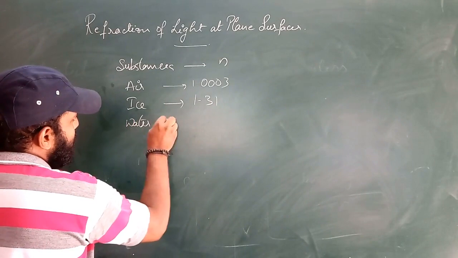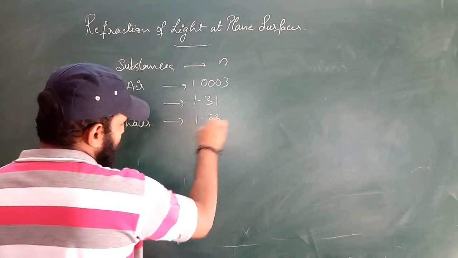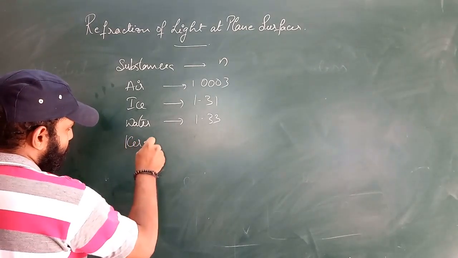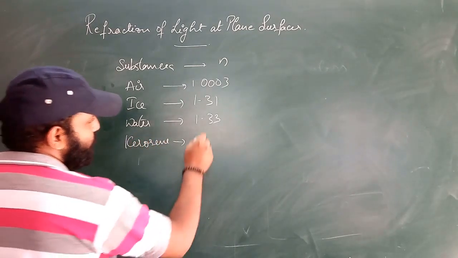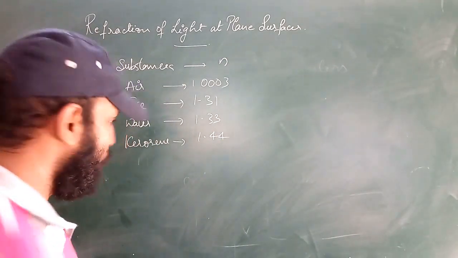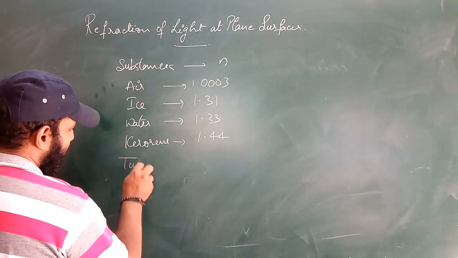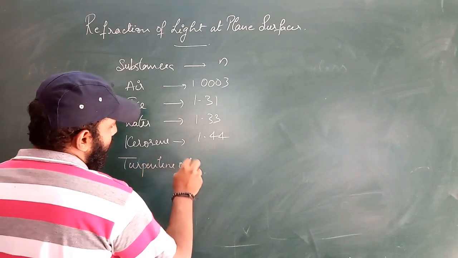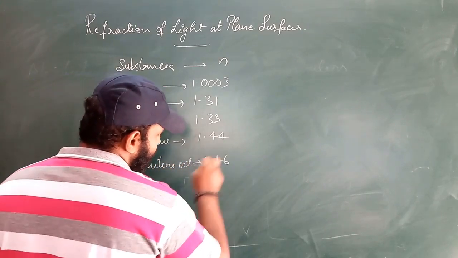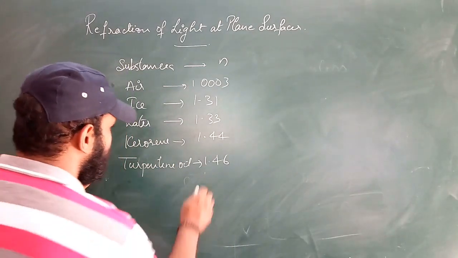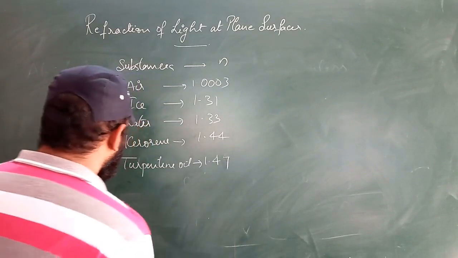Water. Water refractive index is what? 1.33. Next one is what? Kerosene. Kerosene, its value is how much? 1.44. Next one is turpentine oil. Its refractive index is how much? Sorry, not 1.46. It is 1.47.